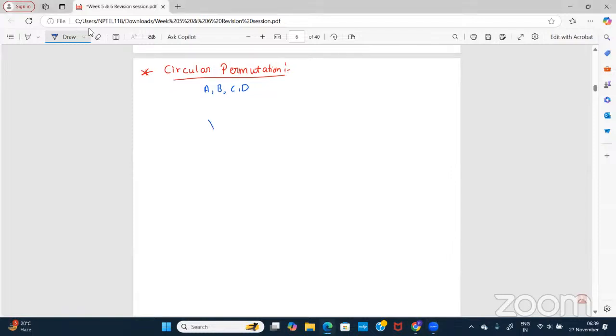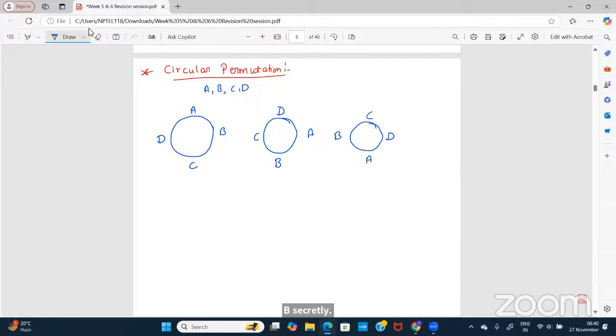So these four distinct things we can arrange like this: A, B, C, and D. Here you can see that all these will be the same, right? Do you agree with me that all these arrangements will be the same? Because what we have done here is we have just rotated this thing.